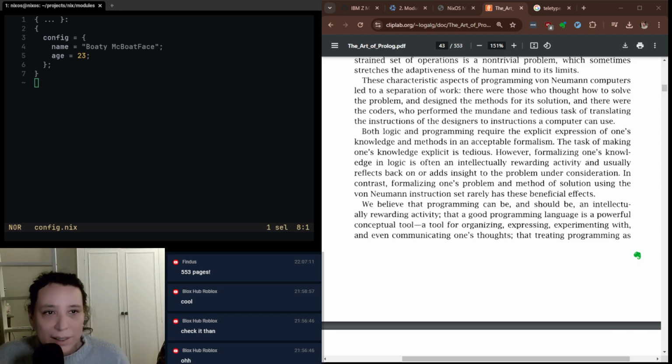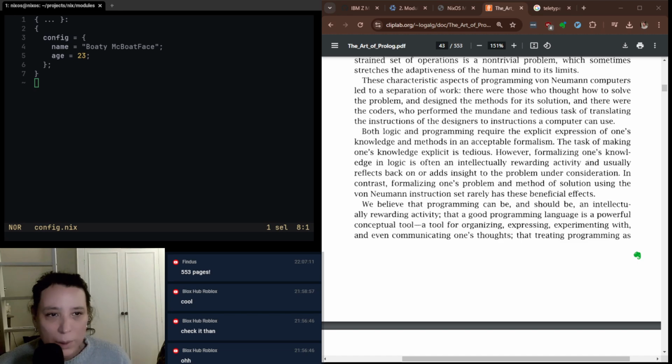These characteristic aspects of programming von Neumann computers led to a separation of work. There were those who thought how to solve the problem and designed the methods for its solution, and there were the coders who performed the mundane and tedious task of translating the instructions of the designers to instructions a computer can use. Both logic and programming require the explicit expression of one's knowledge and methods in an acceptable formalism.